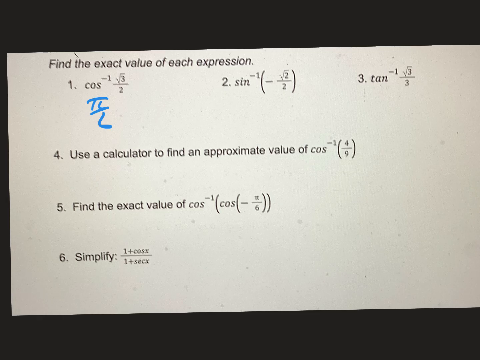Where is sine negative squared of 2 over 2? Remember sine, you can use quadrant 1 and quadrant 4. So I'm going to say negative power 4. And then number 3, where is tangent squared of 3 over 3? At power 6, because there's two 3's. Remember, 2 3's means power 6.